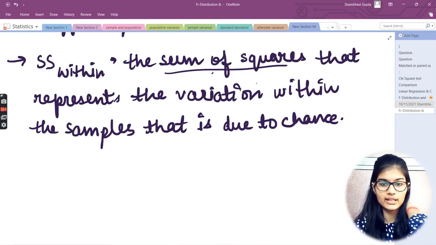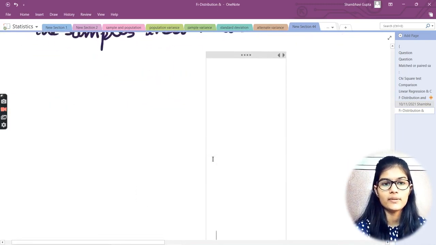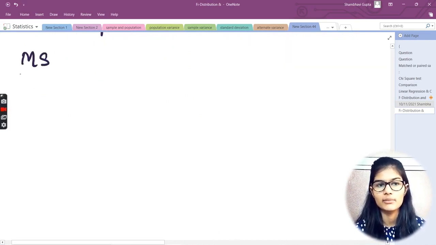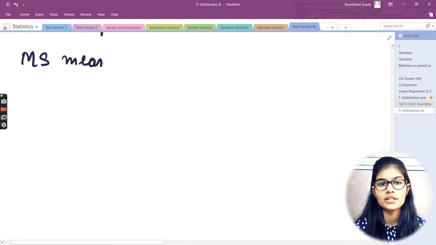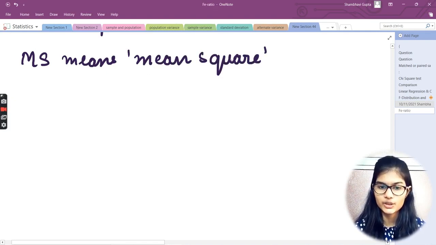Next we have some more things to go ahead with, so I will just start writing those things rather than dictating them. So right here we go. Now we have another term, that is MS, capital M, capital S. What does that actually mean? MS means the mean square. So it's the mean and here it is the square. Okay, so MS means the mean square.